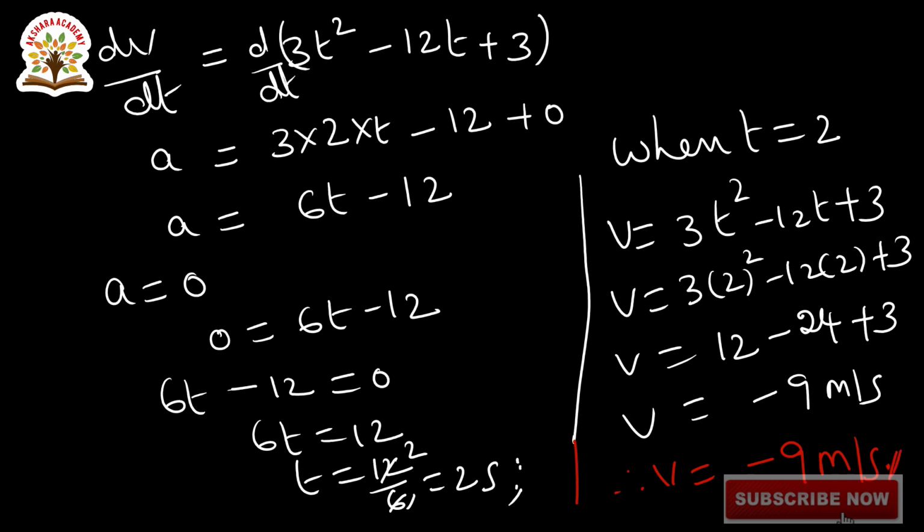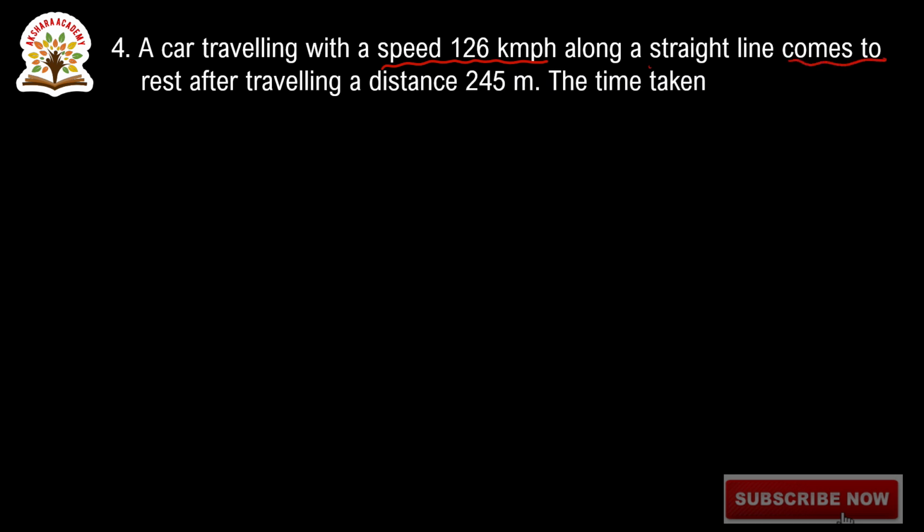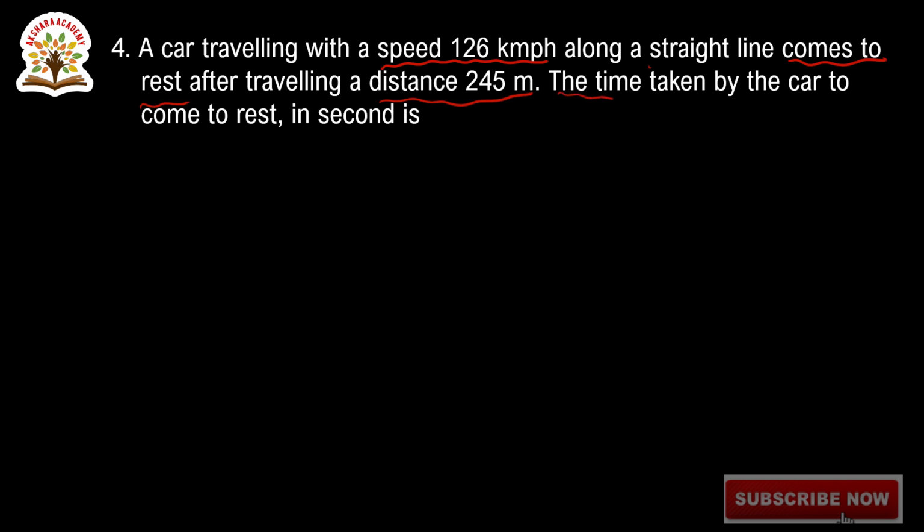Okay, we'll go to the next question. That is the fourth question. A car traveling with a speed 126 km per hour along a straight line comes to rest after traveling a distance 245 meters. The time taken by the car to come to rest in seconds is. In this question they have given speed 126 km per hour along a straight line and it comes to rest after traveling a distance 245 meters. You have to find out the time taken by the car to come to rest.